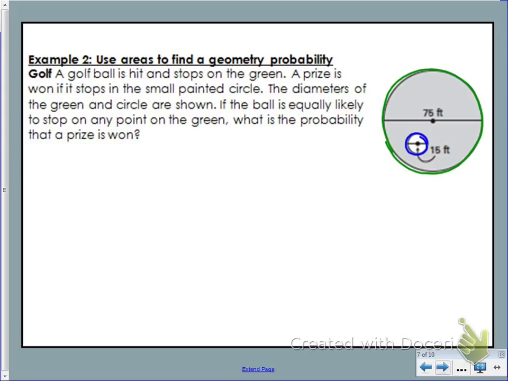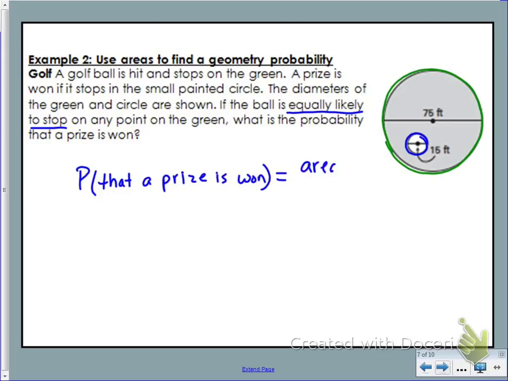If the ball is equally likely to stop on any point on the green, what is the probability that a prize is won? Keep in mind, you're going to see this phrase a lot, equally likely, because that's just saying that there's no reason why it would fall in one spot more than another. It's an equal chance for that to occur. So we're looking for what is the probability that a prize is won. Well, we need to consider that the prize is won when it falls in the white painted circle.